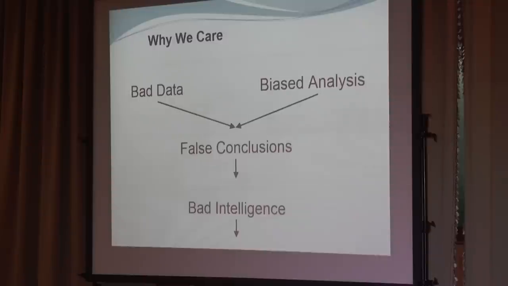So, a higher level view here, I'll give you a picture. You have bad data and biased analysis, and they're feeding into false conclusions. These false conclusions are generating bad intelligence, and we're making poor decisions based on this bad intelligence. What does that lead to? Apocalypse and Armageddon.